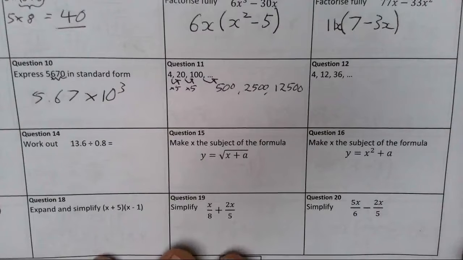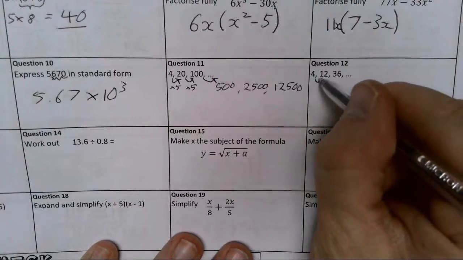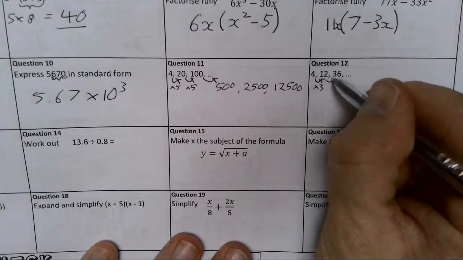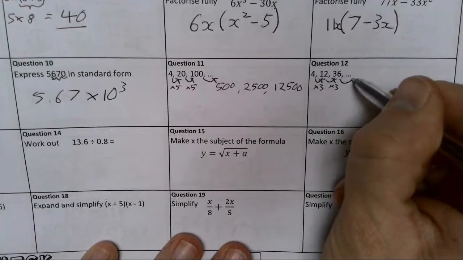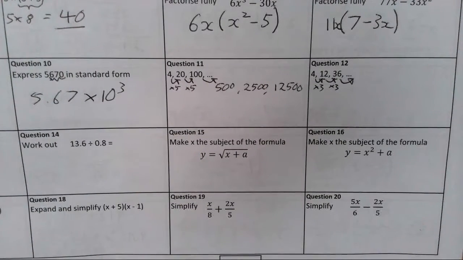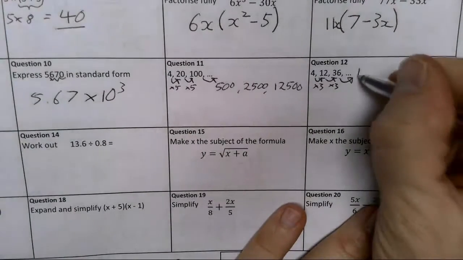Common ratio in the next question is 3. So I go from 4 to 12, I multiply by 3. 12 to 36, I multiply by 3. This is when it gets a little tricky. Right, 36 times 3, 108.